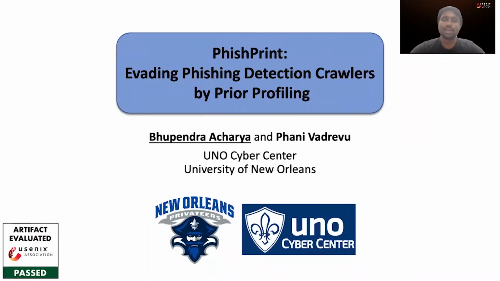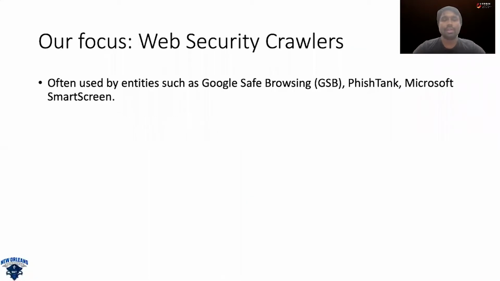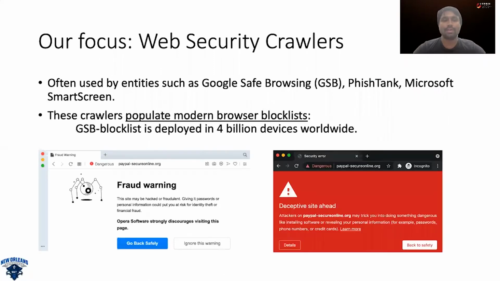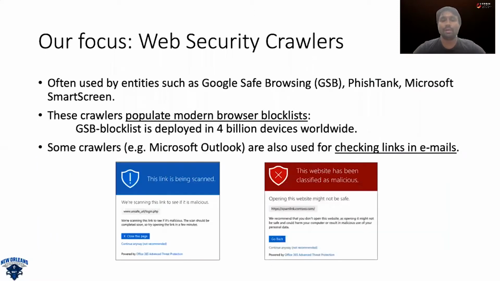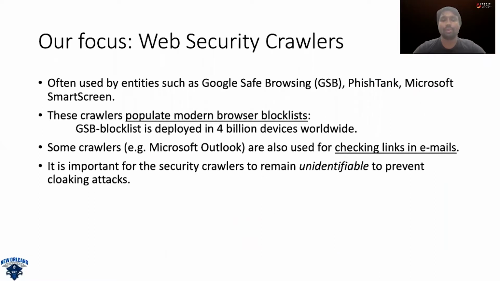Today I'll be presenting our work on PhishPrint, evading phishing detection crawlers by prior profiling. Security entities such as Google Safe Browsing, PhishTank, and Microsoft SmartScreen provide a modern browser block list. GSB alone is deployed on 4 billion devices worldwide. For checking links and emails, some crawlers such as Microsoft Outlook are deployed. It is important to note that security crawlers must remain unidentifiable to prevent cloaking attacks.